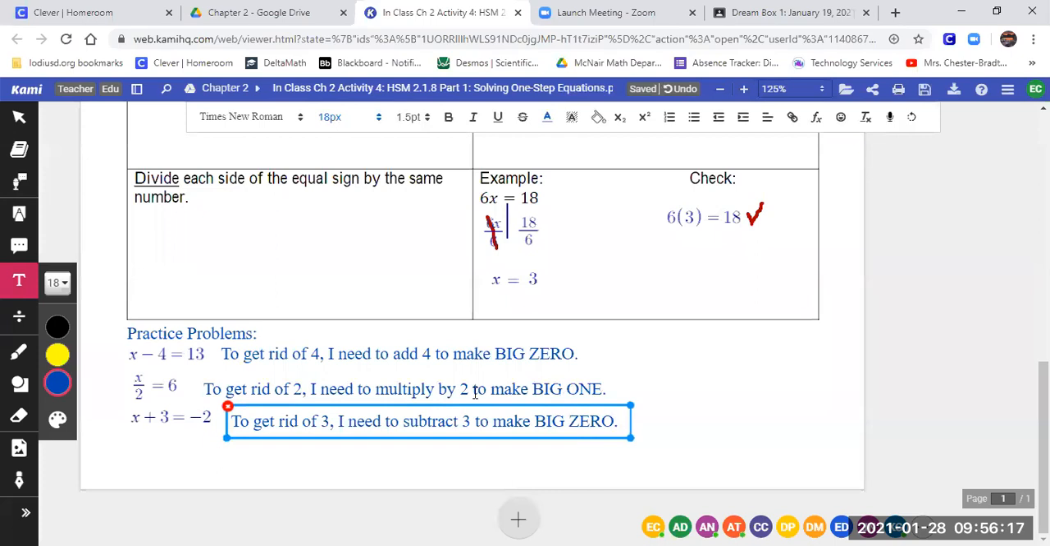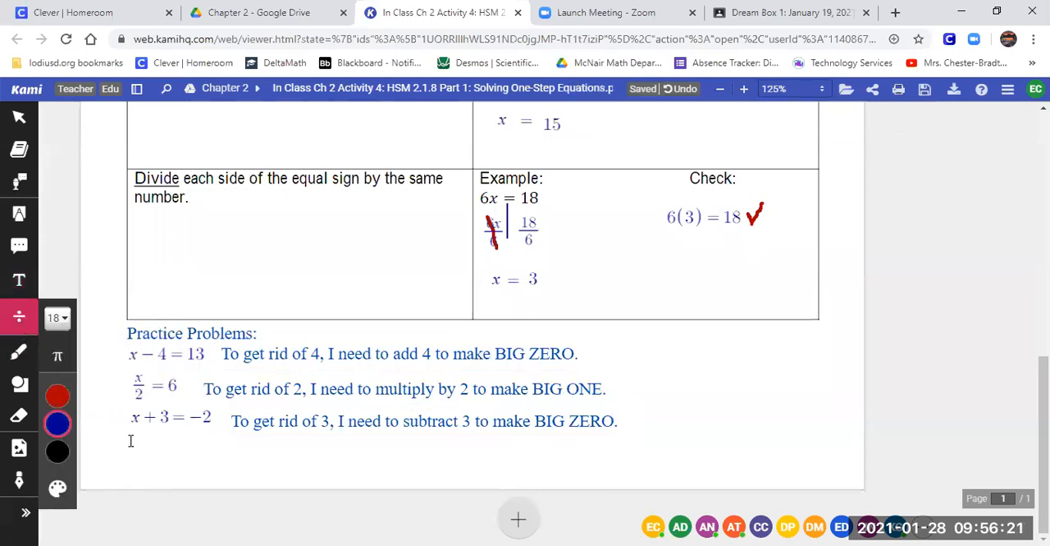Okay, last practice one. And then you guys are going to start your assignment in small groups. I'm going to have you in groups of 3 and 4, and you're going to work together to start your assignment. So your chapter 2 assignment 4. You get started on the homework in class today.